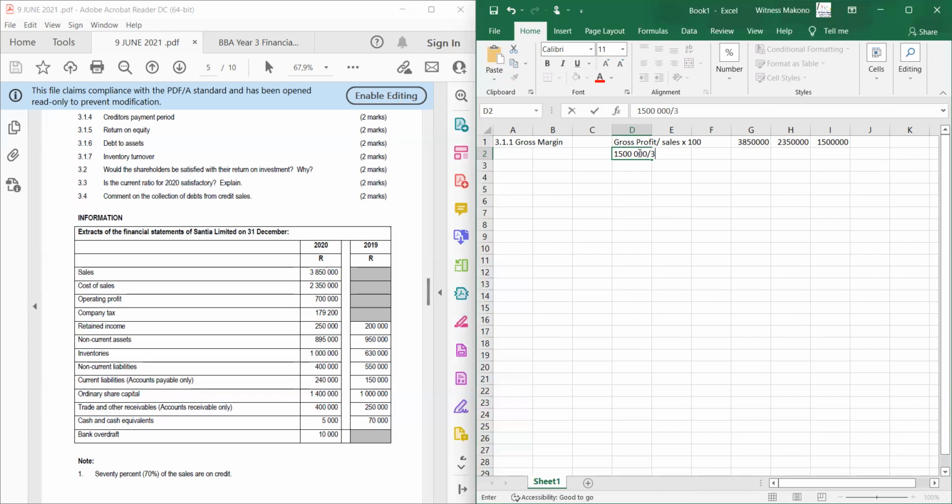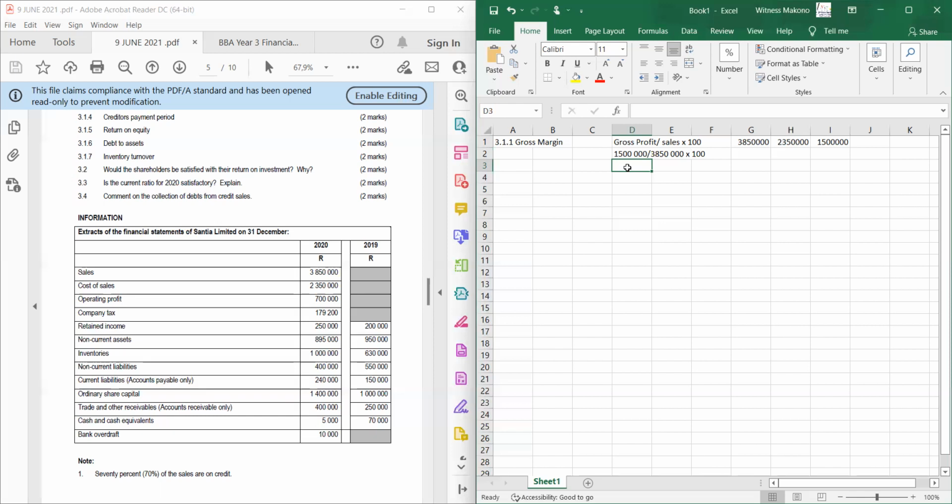3,850,000 times 100. So you can calculate that. 1.5 million. Let's do it like this. This is an easy topic because you get the figures from there. But it only becomes tricky when they don't give you the gross profit that you want to use. So you have to know how to calculate it. But still, you can go to your financial statements. You can see how they are ordered.